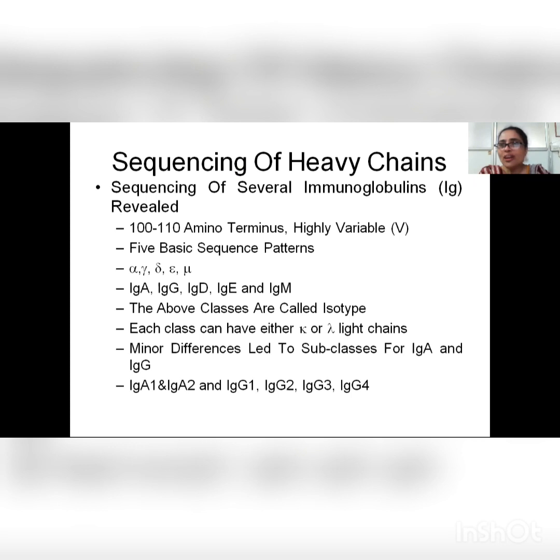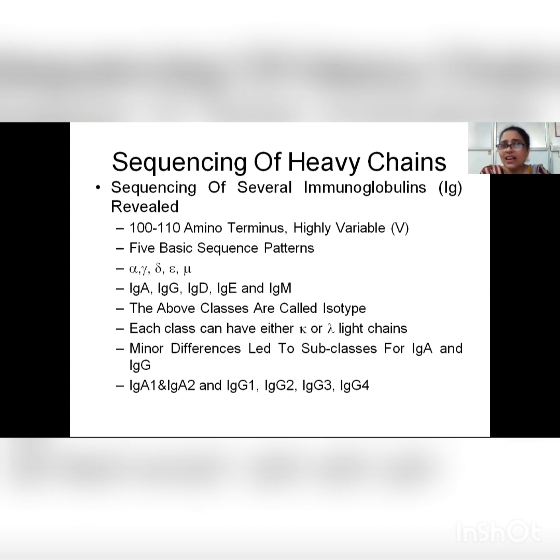While sequencing of heavy chains has also been done, and this sequencing has revealed that 100 to 110 amino terminals, the NH3 terminus that I have already told you about, which I explained in the slide where I showed the structure of immunoglobulin, is highly variable. That means 100 to 110 amino acids are highly variable. And this shows 5 basic sequence patterns. When they were worked out, 5 basic sequences were found, and they have been named alpha, gamma, delta, epsilon, and mu.